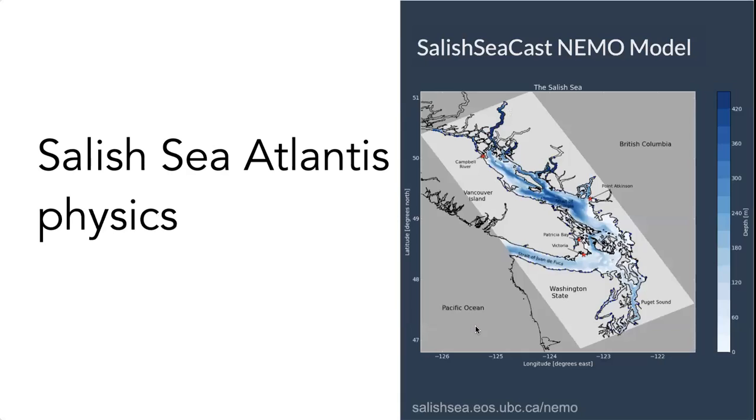With respect to model physics, water currents, temperature, and salinity for Atlantis were sourced from outputs of a 3-dimensional hydrodynamic model called Salish Silicast, which is operated out of my advisor Susan Allen's lab at the University of British Columbia. Salish Silicast uses the NEMO modeling architecture and was developed for the Marine Environmental Observation Prediction and Response Network project.